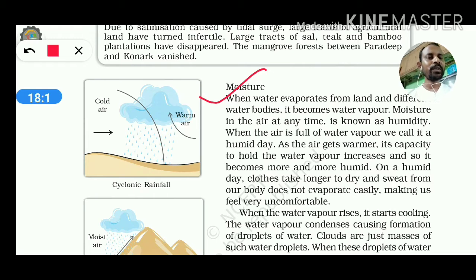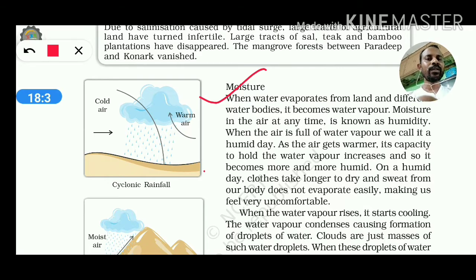What is the meaning of precipitation? Precipitation doesn't mean only rainfall. Precipitation means any kind of downpour, any kind of water droplet formation. Those which usually fall on the earth's surface are referred to as precipitation. So in this regard, we can also say snowfall is also precipitation. Rainfall is also part of precipitation.